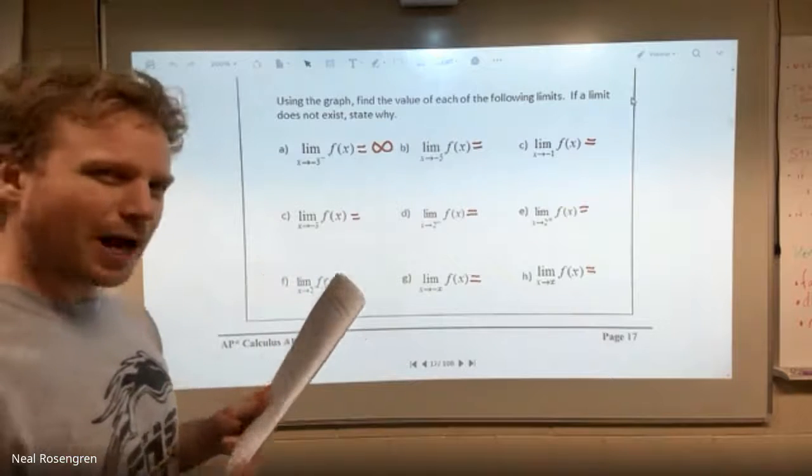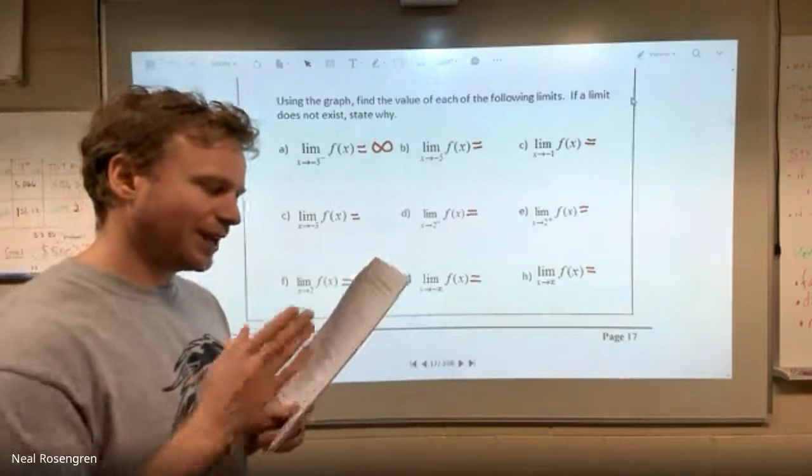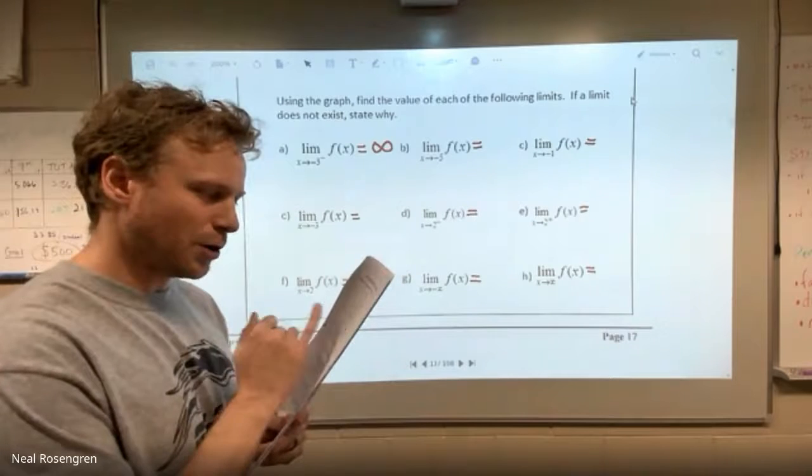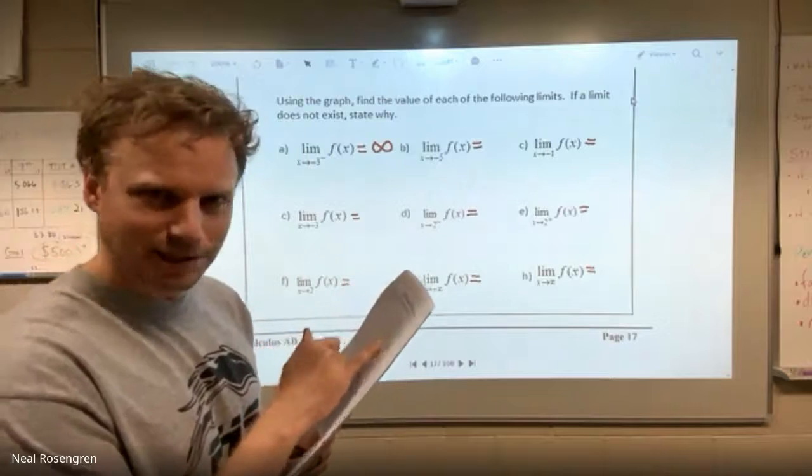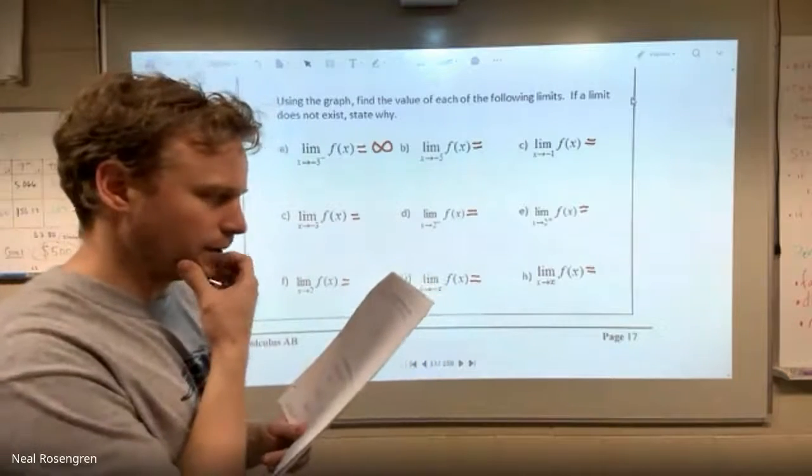And I know the copies might be a little bit blurry, so if you have to count your boxes just to be sure you're going to the right X value, like -5 and -6 both look the same, so just be careful there.